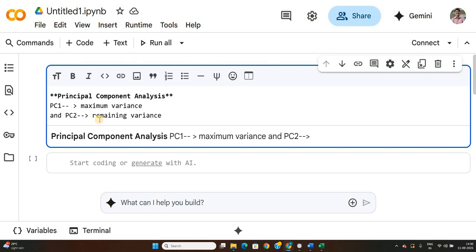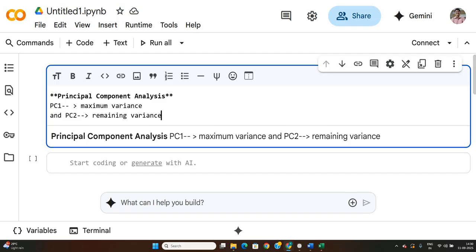Remember, PC1 and PC2 are orthogonal to each other, right? So when I say orthogonal to each other, that means they don't influence each other. That is the meaning. Whenever I say independent of each other, it means they are not influencing one another, right?